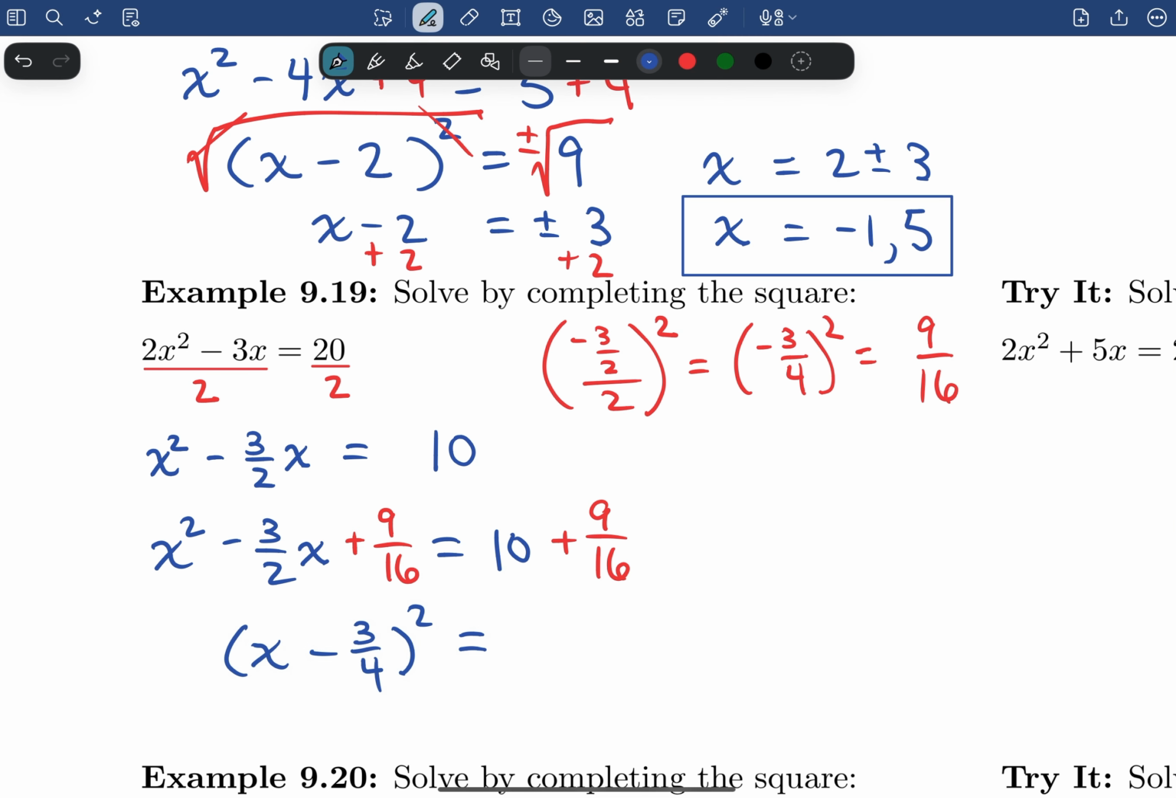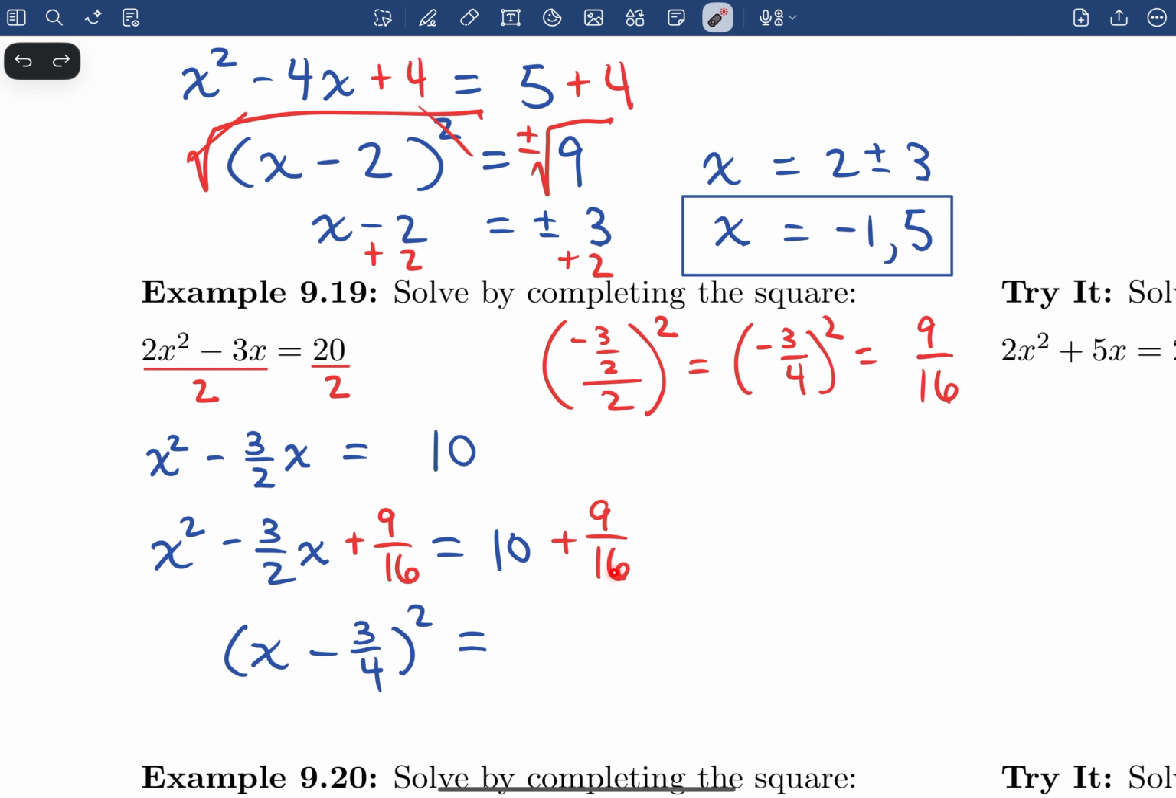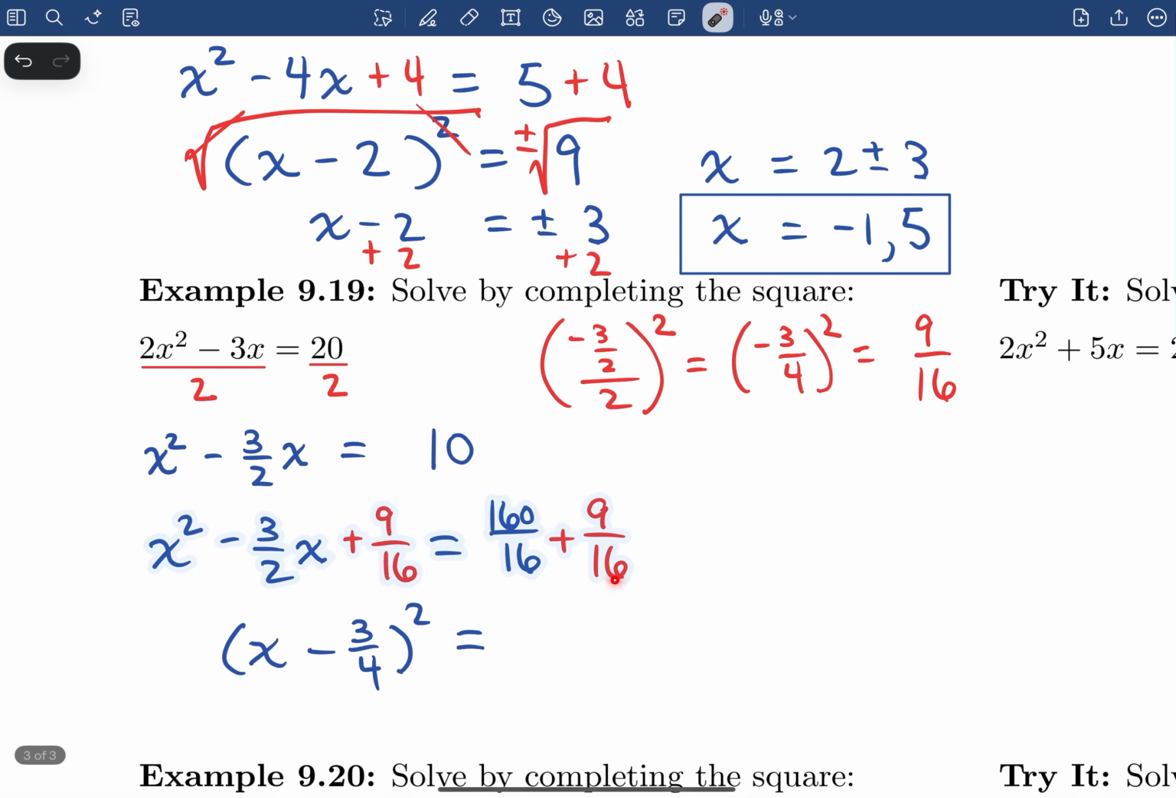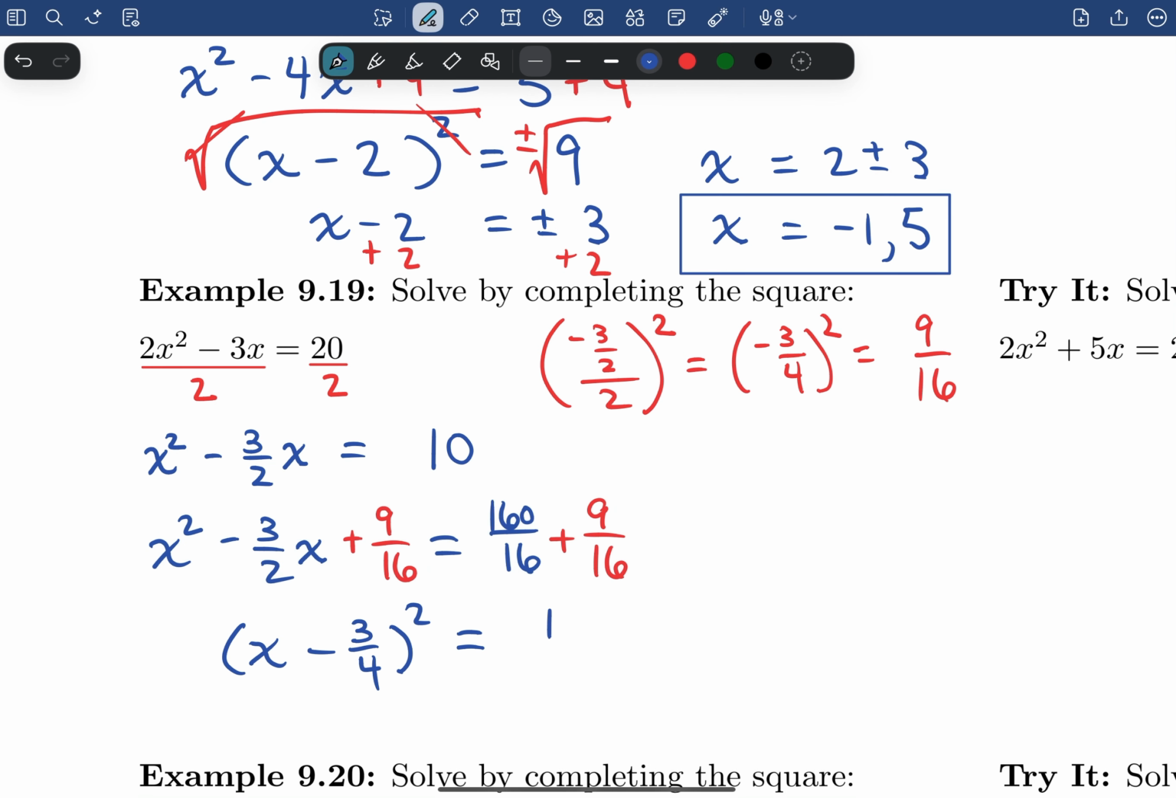160/16. Yeah, so take 10, multiply it by 16, and you get 160. So 10, I'm going to replace it with 160/16. Why would I do something like that? So that I can add these two fractions together because now they have the same denominator. And 160 plus 9 is 169. And I'm dividing that by the common denominator of 16. Great. So that's a cool trick. Yeah, you learned it from me here.